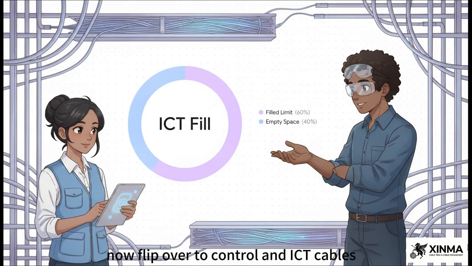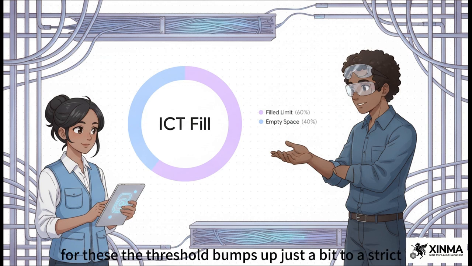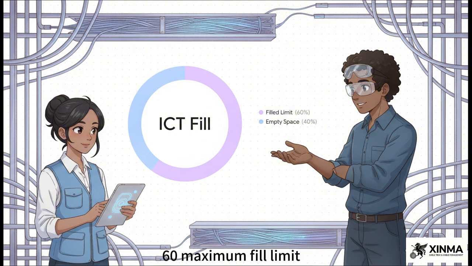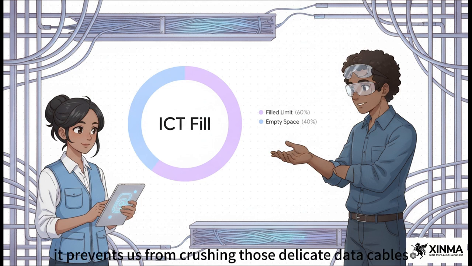Now, flip over to control and ICT cables, information communication technology. For these, the threshold bumps up just a bit to a strict 60% maximum fill limit. Why? Well, they don't generate the same intense thermal load as power cables, so we can pack them a bit tighter. But listen, we still need that 40% empty space. It prevents us from crushing those delicate data cables at the bottom of the pile, and of course, it leaves room for future network expansions.